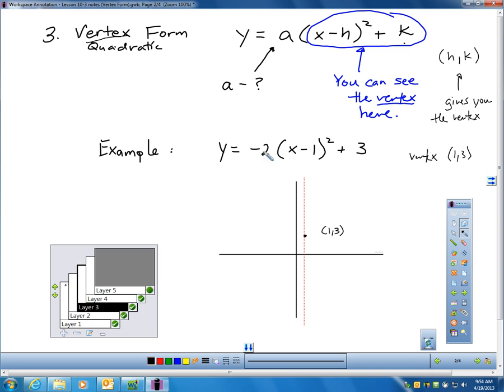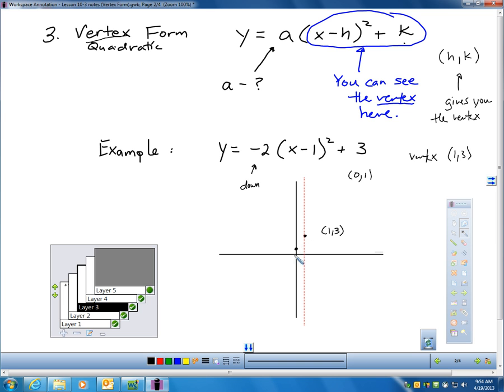I know my parabola is opening down. I know it's opening down because I have a negative value for a, so it's going down. Let's get one other point. If you plug in 0, we can find another point on our parabola. So let's plug in 0. If I plug in 0, I get 0 minus 1 is negative 1. Negative 1 squared is 1. Negative 2 times the 1 is negative 2, plus 3 is 1. So 0, 1 must be a point on the parabola.